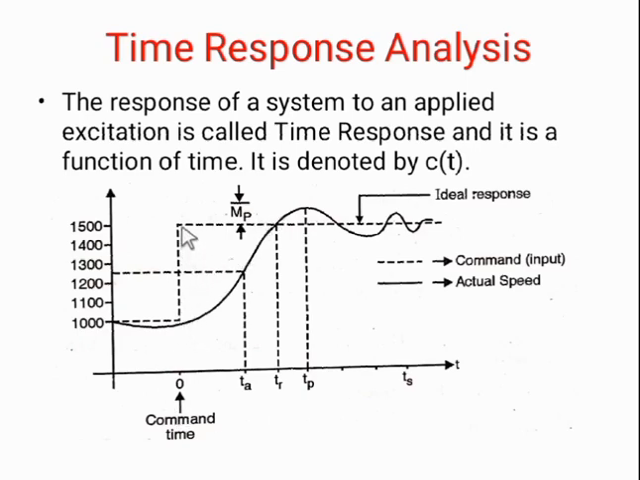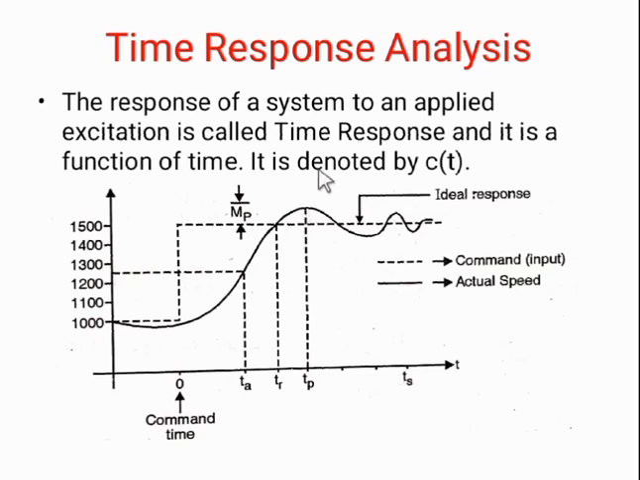So this is the command given to the system to increase the speed to 1500 rpm, but the actual speed of the motor reaches it at this time. So up to this time it is Ts. It is known as the settling time, Ts. This is the time between the command given and the system achieving the desired output. This in between time is known as the settling time, Ts.